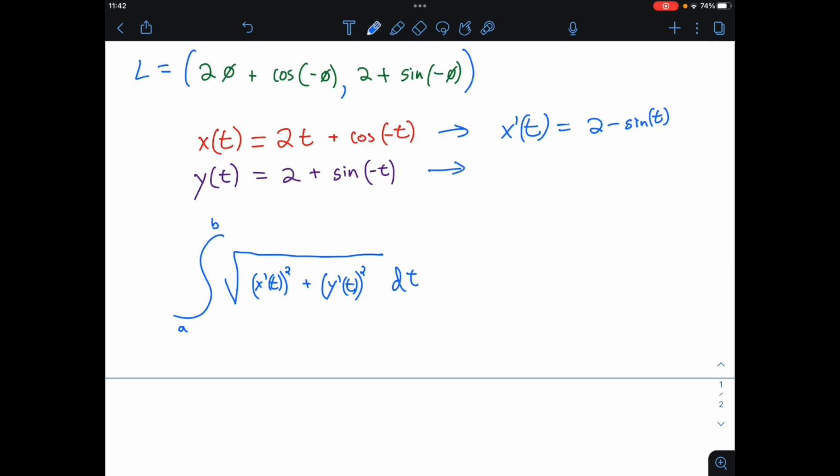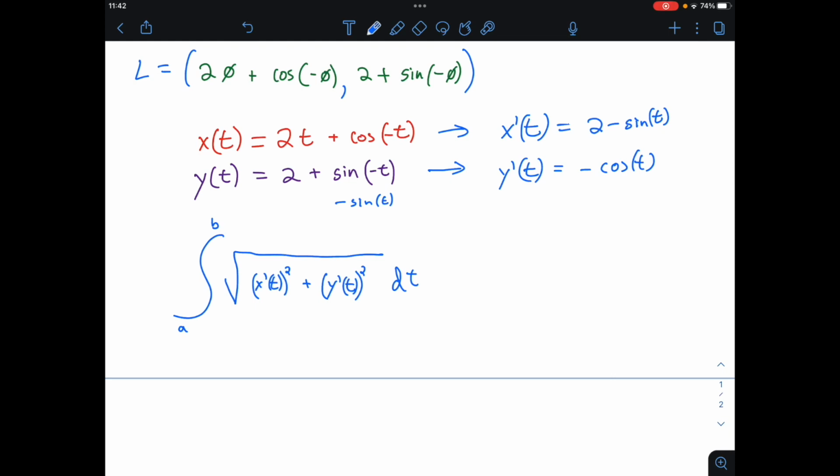And we want the derivative of y. The derivative of 2 is 0. Derivative of sine of negative t, well, that's the same thing as negative sine t. Derivative of sine is cosine, so I'm guessing y prime t should be negative cosine t. Let's just confirm that before we proceed and make a fool of ourselves. Delightful. All right, the derivatives check out.